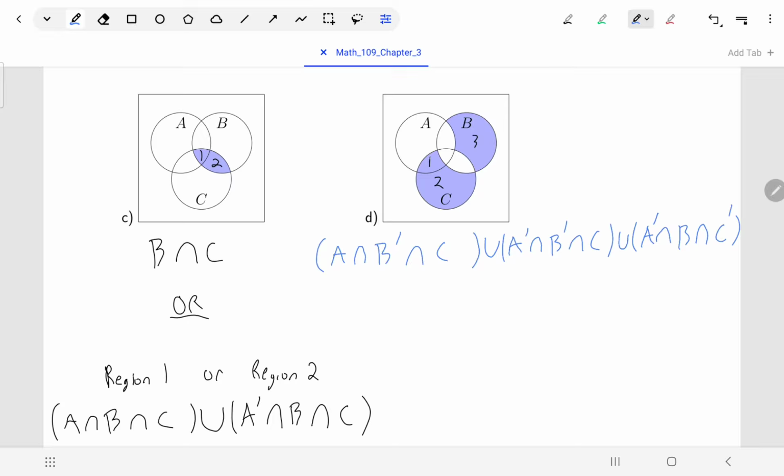So the first region, you're in A, you're in C, you're not inside of B. The second region, you're only in C, you're not inside of A, you're not inside of B. The third region, you're only in B, you're not inside of A, you're not inside of C, and you're either in region 1, or you're in region 2, or you're in region 3. So this long, nasty expression describes all 3 shaded regions.